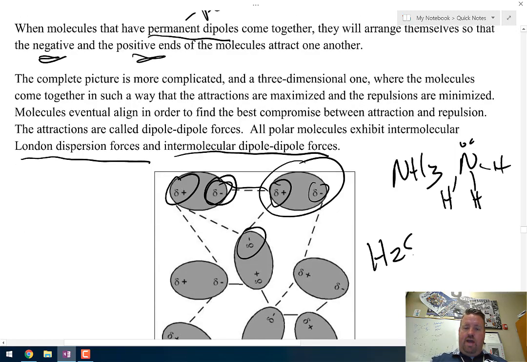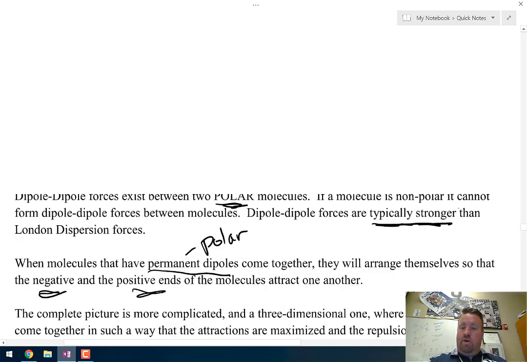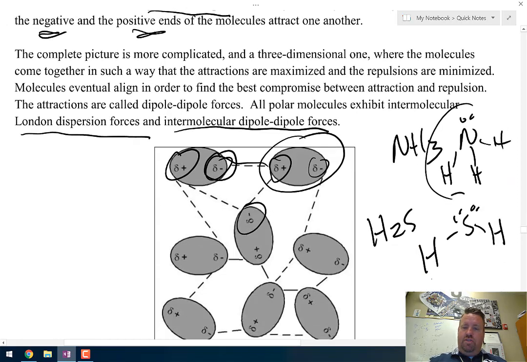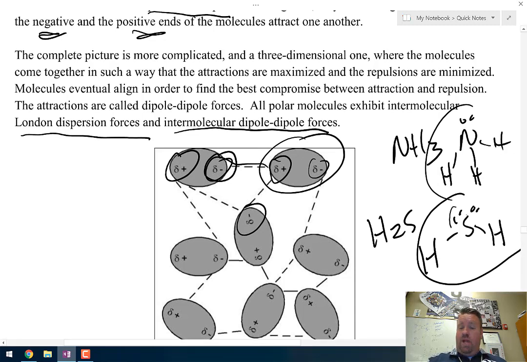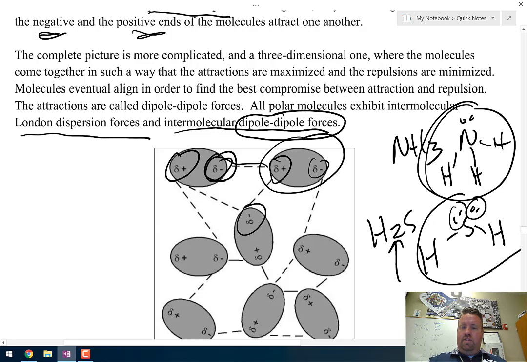Versus H2S, which is also, this is a bent molecule, but notice they're both tetrahedrals. So which one's more polar? Well, the more electron pairs that are on that central atom, the more polar it is. So between these two, which one would you predict to have a higher boiling point? H2S. And how would you justify that? H2S is a more polar molecule than NH3, so the dipole-dipole forces that exist between its molecules are stronger. The H2S's hold on to other H2S's with more strength than, say, NH3 does.